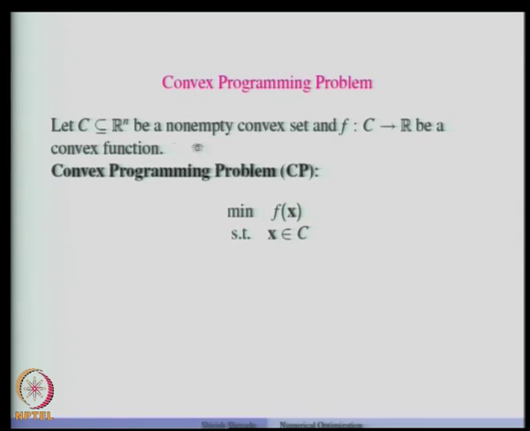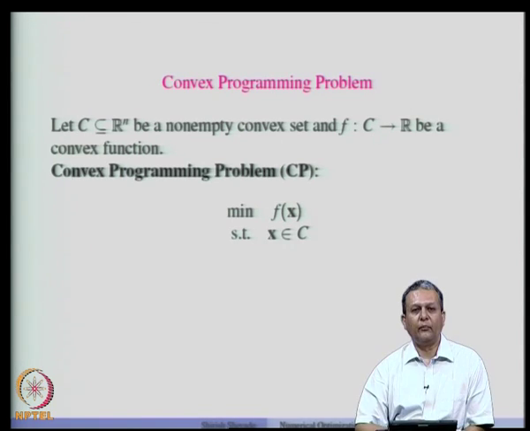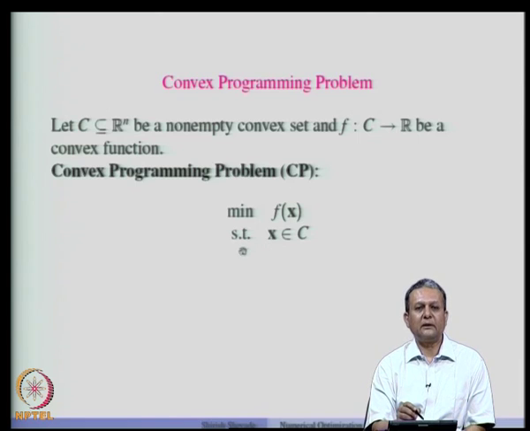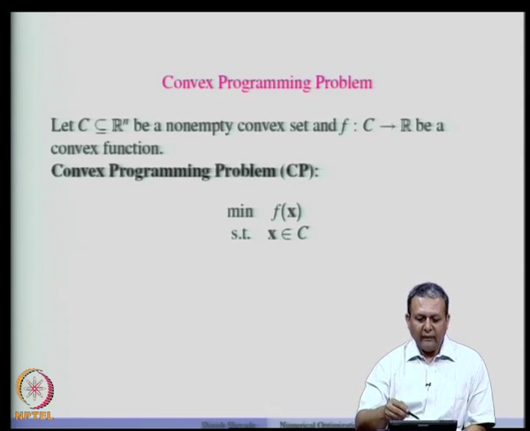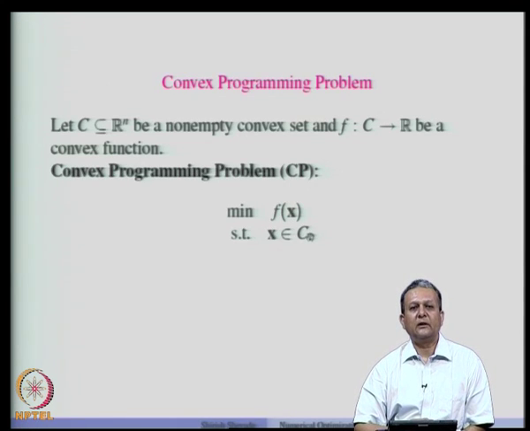So, let C be a non-empty convex set in R^n, and f be a function from C to R, and let f also be a convex function. And now, what we are interested in is solving a problem where we want to minimize f(x) subject to the constraint that x belongs to C. So, when f is a convex function which we want to minimize and the constraint set is also convex, then it is called a convex programming problem.